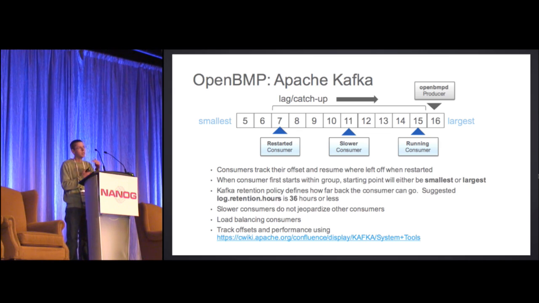It can read the messages as fast as it can and catch up to where the messages are being produced. So there's a smallest offset and a largest offset. The largest is where the messages are being produced, and the smallest is the oldest message that's available, which would be about 36 hours ago.